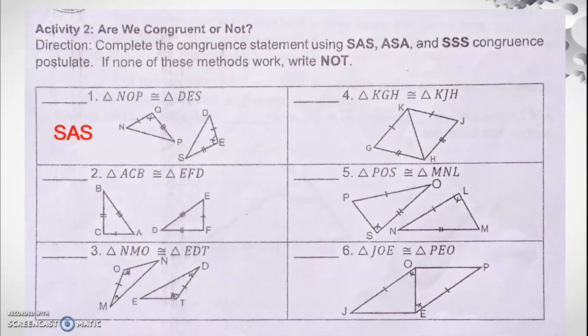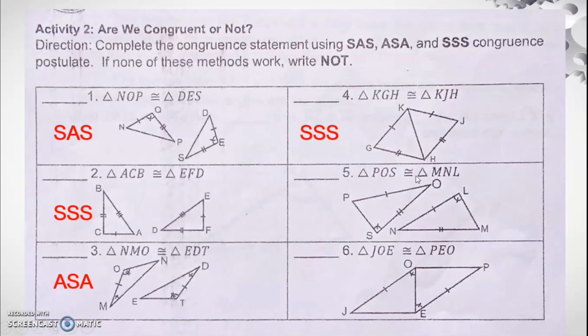Then, number 2, triangle ABC congruent to triangle EFD. So, the given is 3 sides. So, this is SSS congruence postulate. Number 3, triangle NMO congruent to triangle EDT. So, we have angle, side, and an angle. Included is the side. Number 4, triangle KGH congruent to triangle KJH. So we have 3 sides, so SSS.